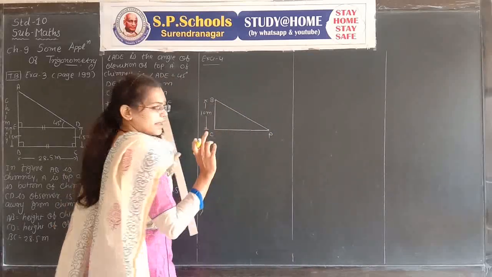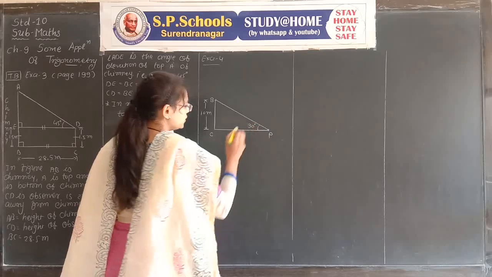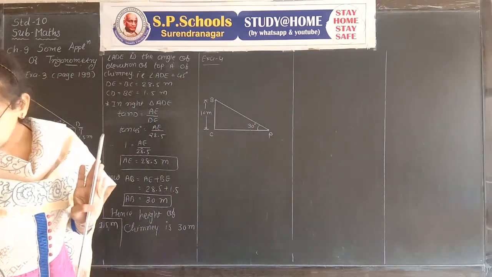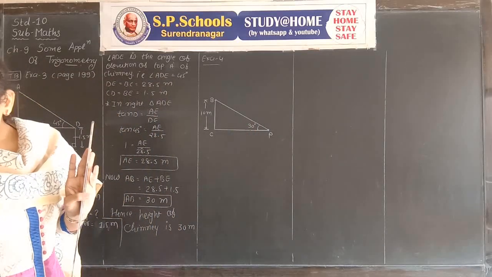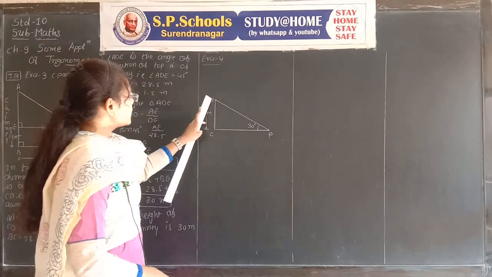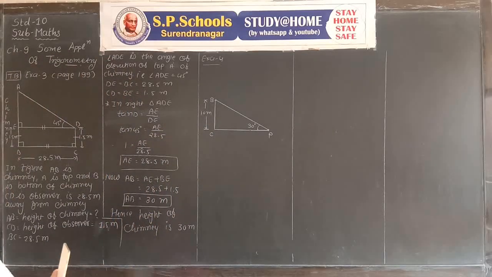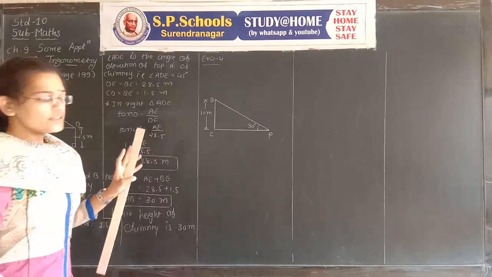P to B is the line of sight and P to C is horizontal. This angle is 30 degree. Now what is the next thing? A flag is hoisted at the top of the building. The next thing given is that the angle of elevation of the top of the flagstaff from P is 45.